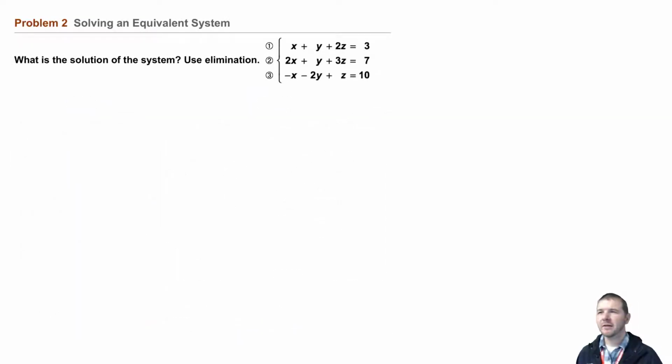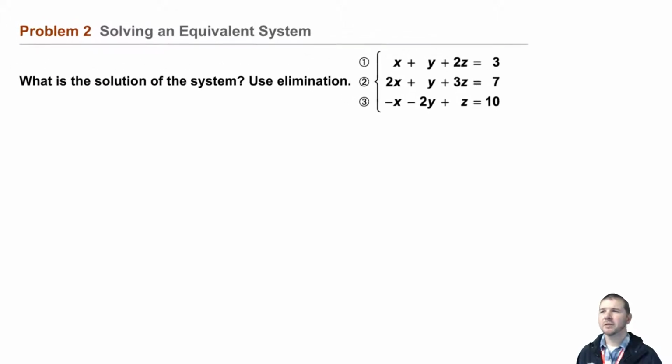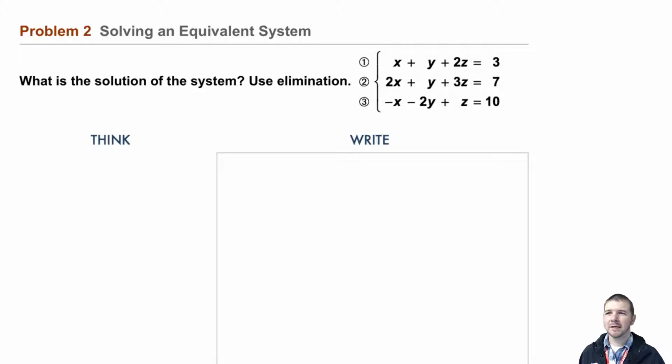Problem 2. Solving an equivalent system. What is the solution of the system? Use elimination. We can see three equations at the right, numbered 1, 2, and 3, and we can consider what you might think on the left-hand side and what you may write in the box on the right.